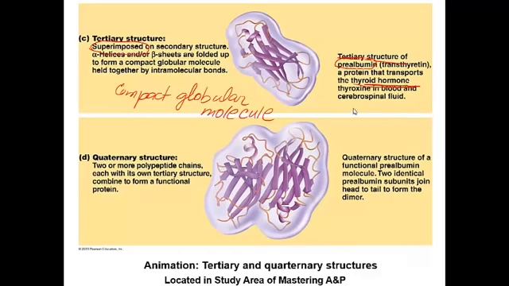Then the quaternary is the most common, again, and it's the functional protein, so it has functional properties. And in this case, hemoglobin would be a great example of this one. And there's no L in hemoglobin. But again, I want you to look at these animations that are in Mastering A&P. Mastering A&P is going to be your best friend, not only this semester, but also next semester.